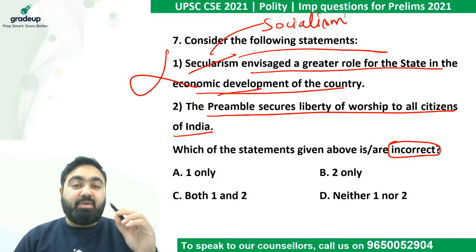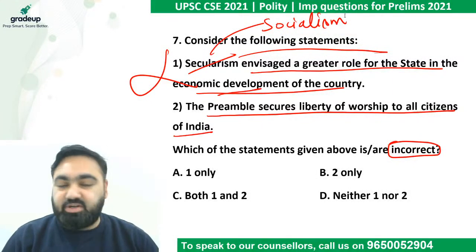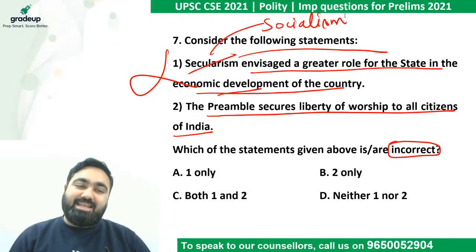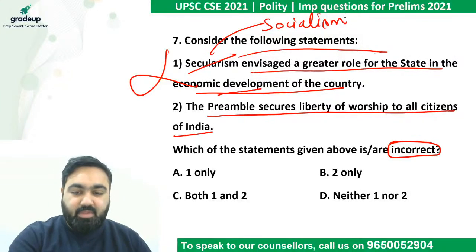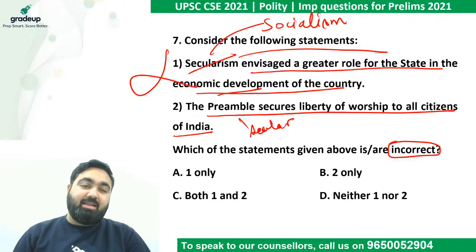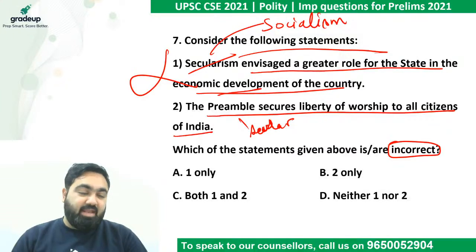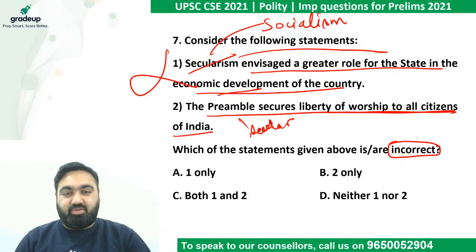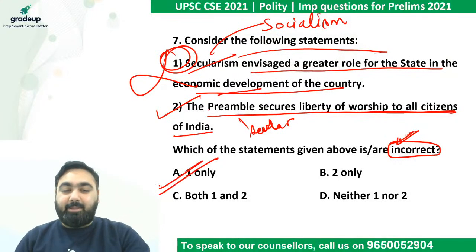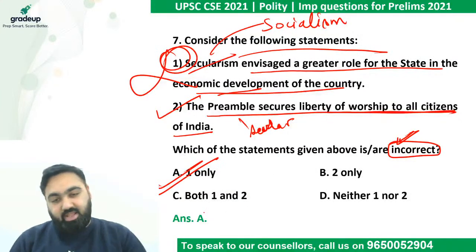Second statement is preamble secures liberty of worship to all. Yes, it does. Why? Because the preamble of the country says India is a secular country, right? The fact that India is a secular country is mentioned in the preamble itself, meaning that the preamble says that there is liberty of worship to all citizens of the country. Second is correct. Since you had to tell the incorrect statement, the answer here is A. First is incorrect. You have to tell the incorrect one.